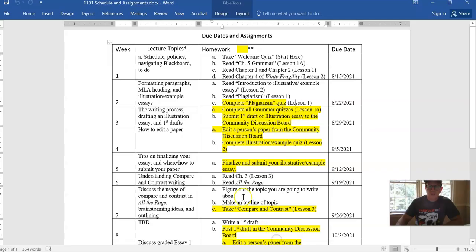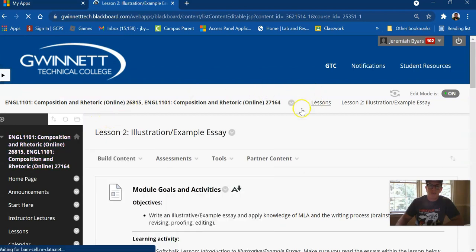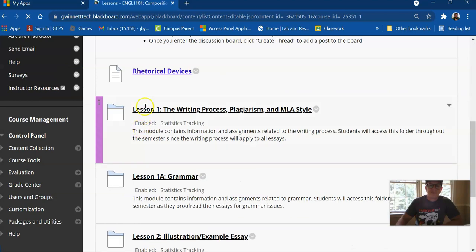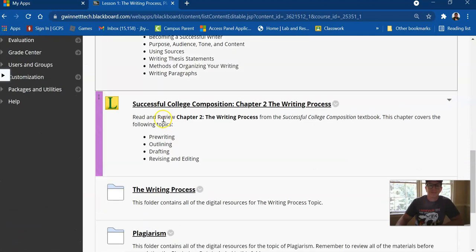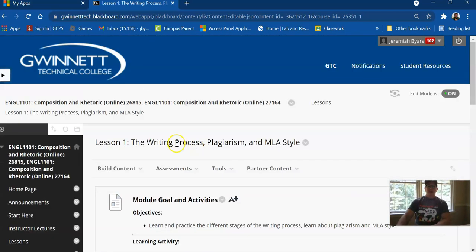And then it says here, read plagiarism Lesson 1 and complete the plagiarism quiz. So then after you're done reading all that, go back to Lessons, Lesson 1, plagiarism, right there. And this folder contains all the digital resources for the topic of plagiarism. Remember to review all the materials before completing the plagiarism quiz included in this folder. So complete that folder. Boom! There you go. All right.